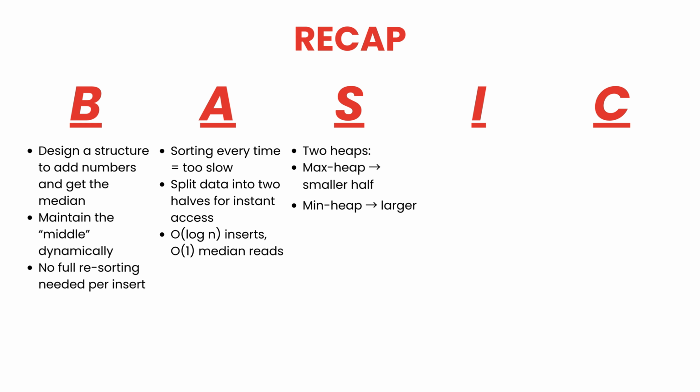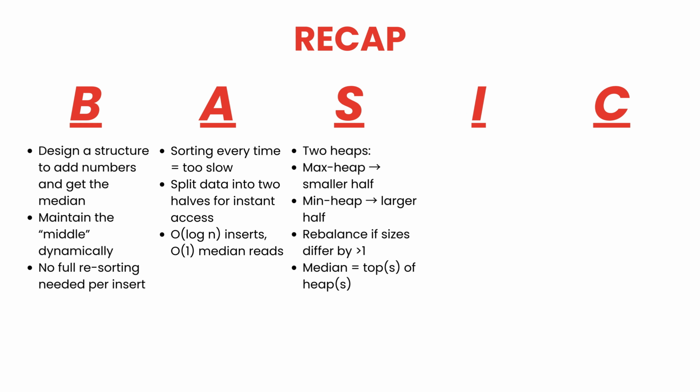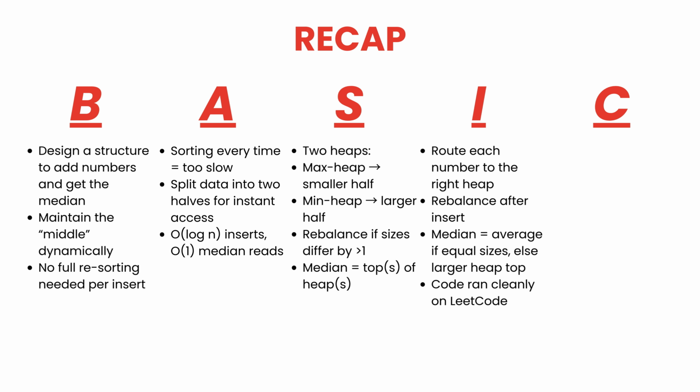Our plan uses two heaps, a max heap for the smaller half and a min heap for the larger half. Every new number goes to the appropriate side, then we rebalance so sizes differ by at most 1. If both heaps are equal in size, the median is the average of their tops. If not, it's the top of the larger heap. We followed that blueprint precisely, routing each incoming number to the correct heap, rebalancing when needed, and reading the median from heap tops. We ran it on LeetCode without any errors.